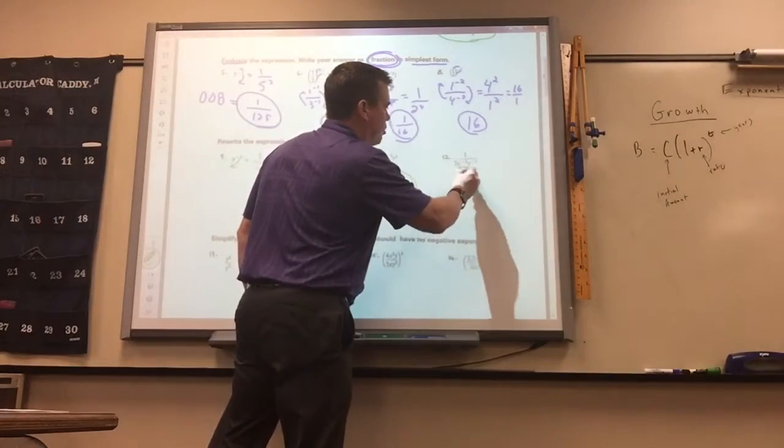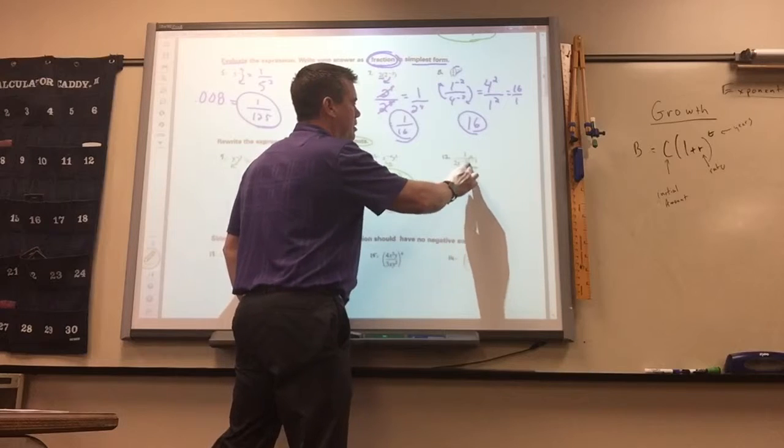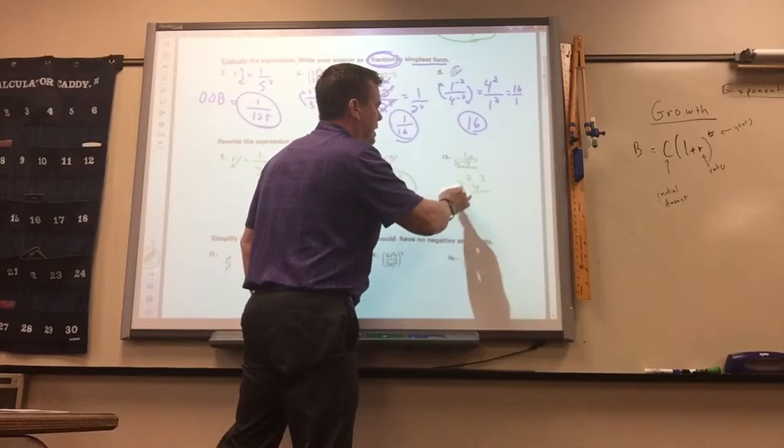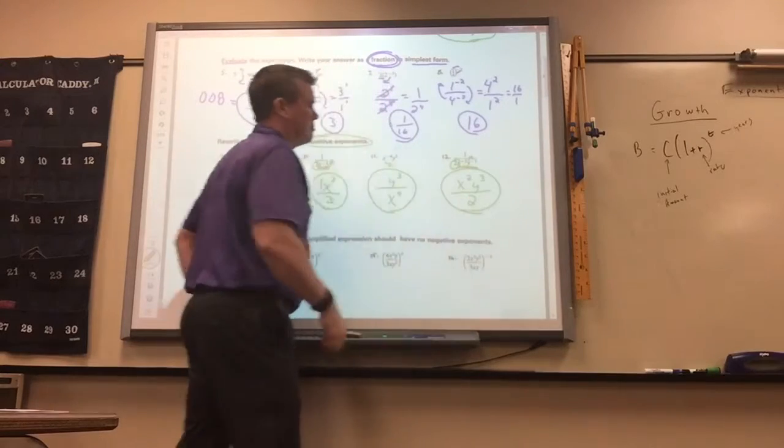12, these two both have negatives, so they both gotta move up. So the X squared would move up to change from negative 2 to positive 2. The Y would move up. The 2 doesn't have a negative exponent, so it would just stay on the bottom.